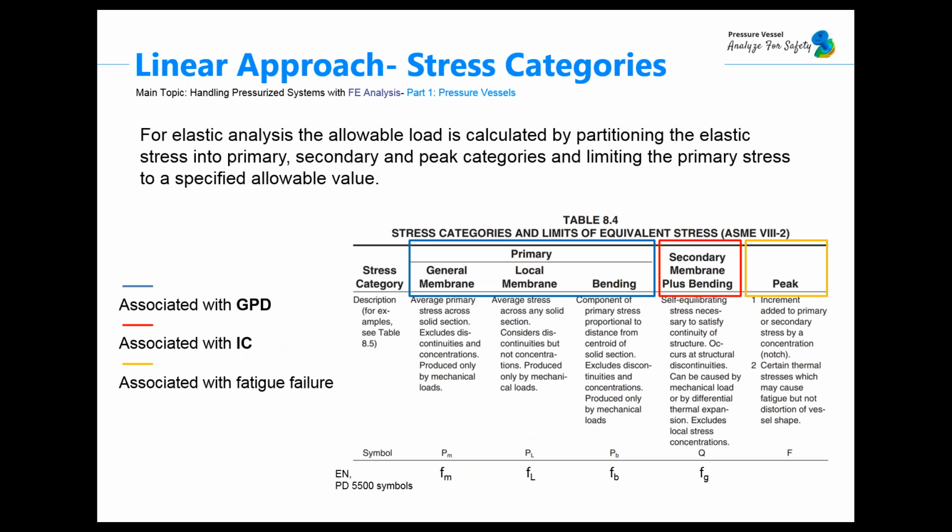Okay, now let's start to talk about the stress categories. There are 2 approaches to avoid gross plastic deformation, and both of them are specified in the code: the linear approach and the nonlinear approach. When the linear elastic analysis is used, the allowable load is calculated indirectly by partitioning the elastic stress into primary, secondary, and peak categories, and limiting the primary stress to a specified allowable value. This is very important, the last part of the sentence: limiting the primary stress to a specified allowable value. Generally speaking, the design by analysis approach works in this way.